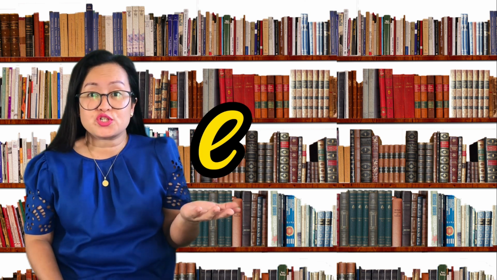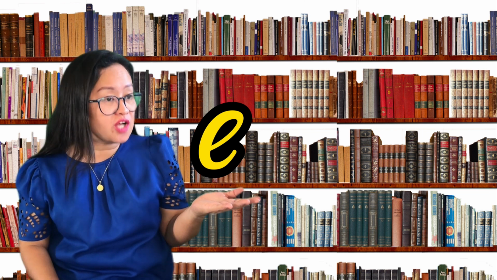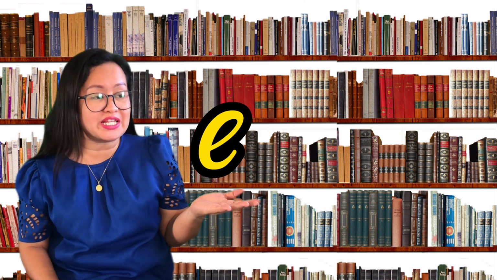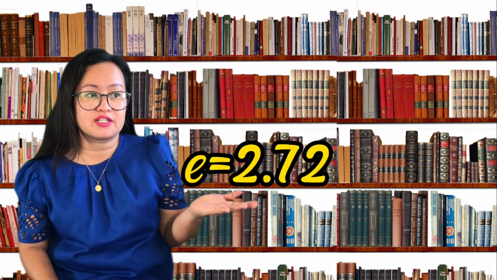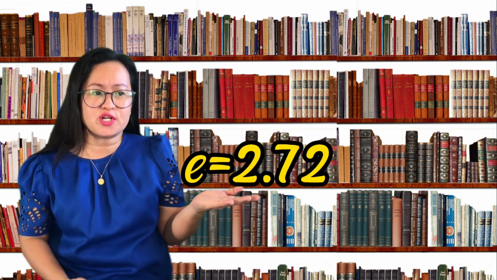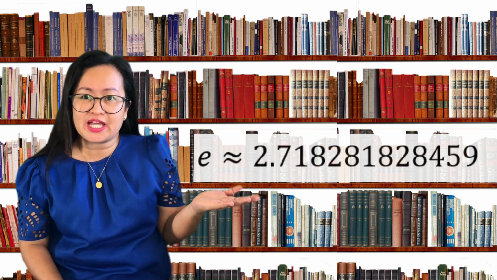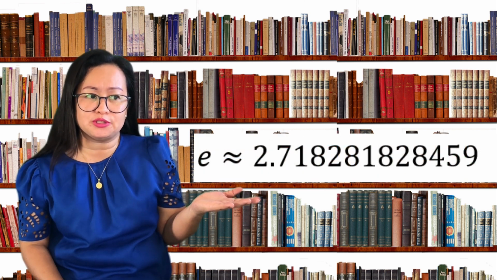Let me introduce to you this symbol e. In mathematics, we call this the Euler number. It has an approximate value of 2.72. Just like pi, e is also an irrational number since it is a non-terminating and non-repeating decimal.